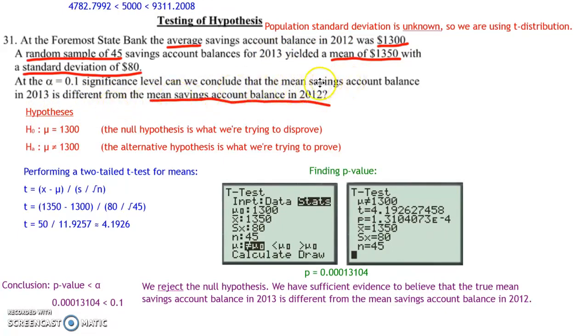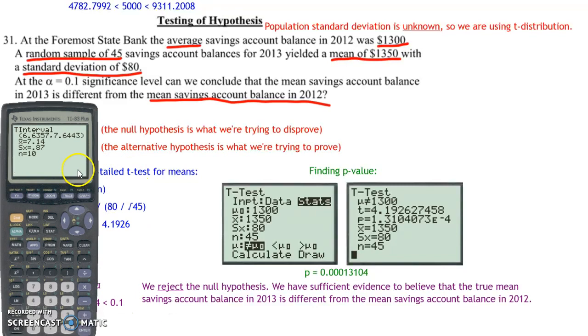It says we're trying to prove that the mean savings account balance is different. So the first thing is, well, they're the same. And the second thing is, well, they're different, not equal to. Not equal to means we're performing a two-tailed test. And in my calculator, I'm going to pull up my calculator again to show you.